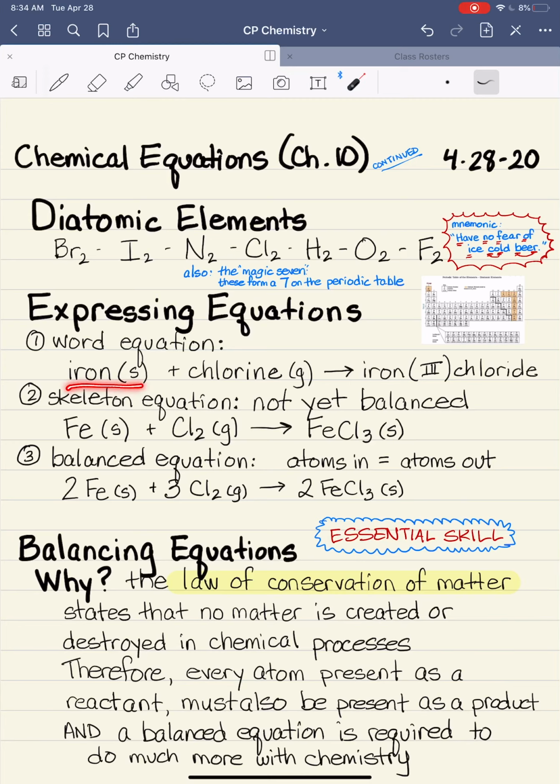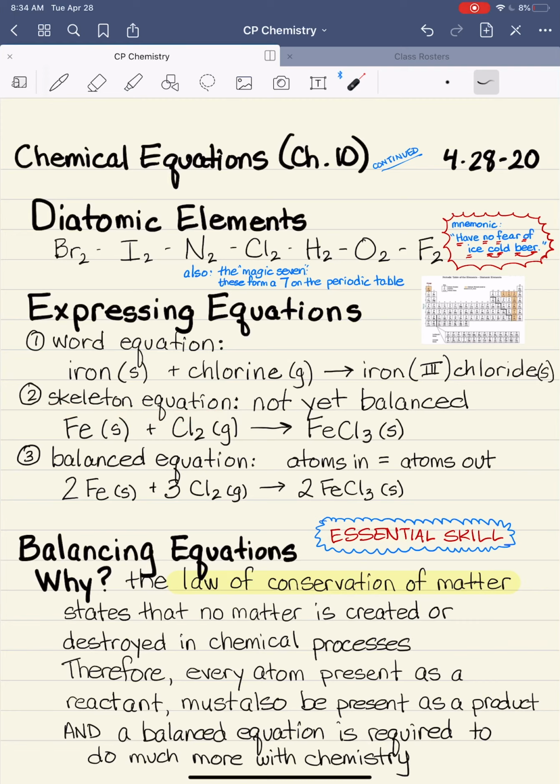Here we have solid iron, here we have chlorine gas, and here we have iron 3 chloride, and I made a boo-boo and forgot to put the solid on there. So I'll do that now. There we go. Okay. Now, a word equation is fine, but doesn't help us, and we have to have that balanced equation. So what we can do is we can step this to what's called the skeleton equation.